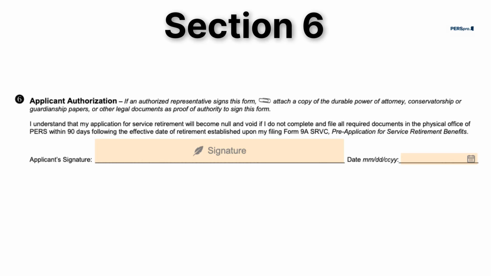Note, if an authorized representative is completing this form on your behalf, they must attach copies of a durable power of attorney, guardianship, or conservatorship papers to establish their legal authority to sign on your behalf.